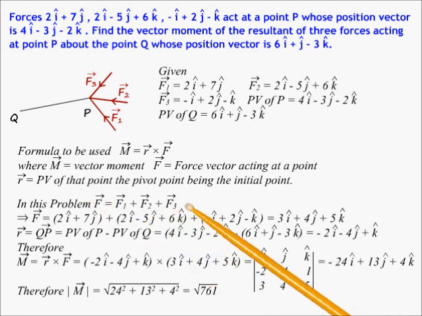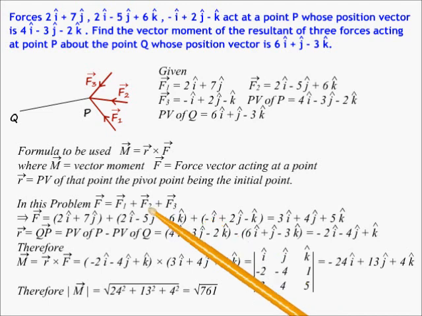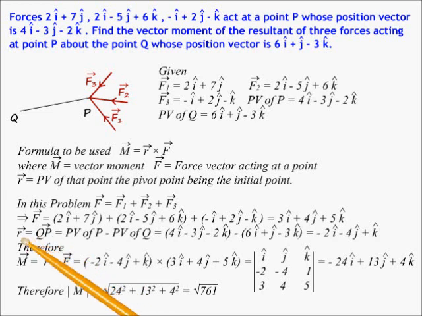In this problem, the three forces are given. We find the resultant by adding these three vectors, and we get force F. Here vector QP equals vector R. Vector QP is calculated like this. Then we find the cross product by any method of your choice. Here I have found the cross product by using the determinant formula, and we find what is called the vector moment, whose magnitude is this.